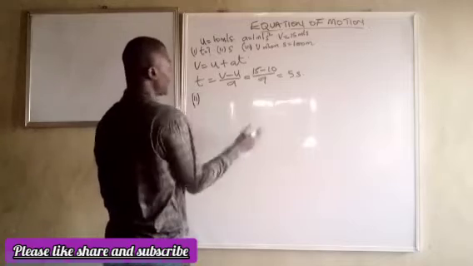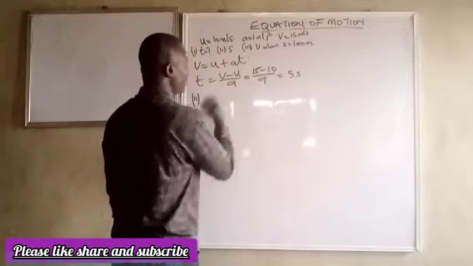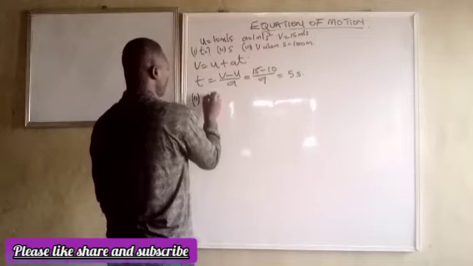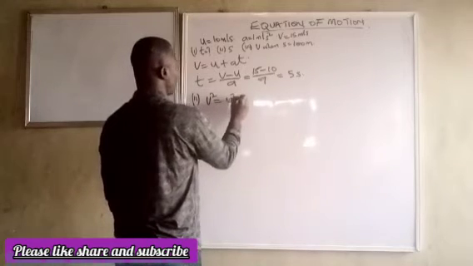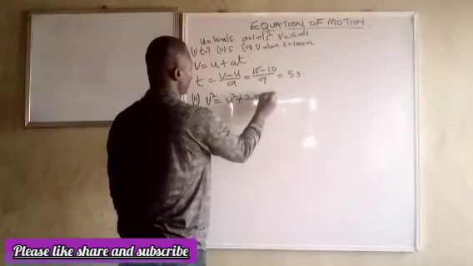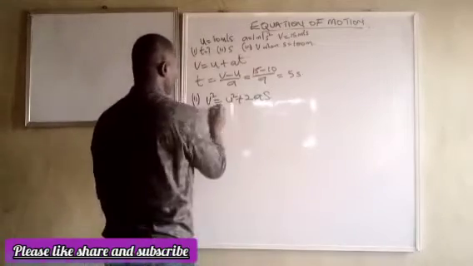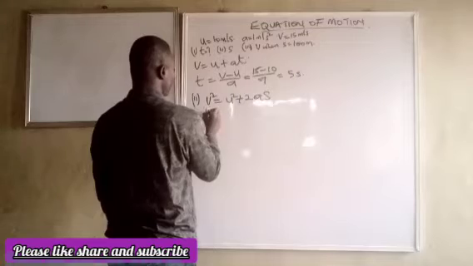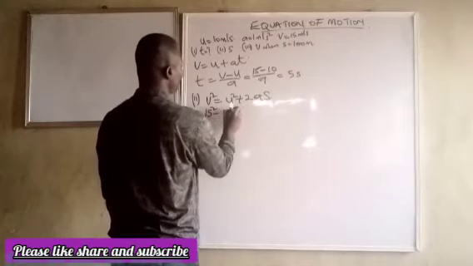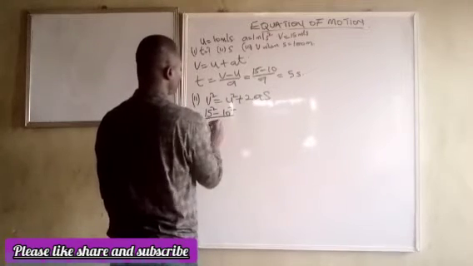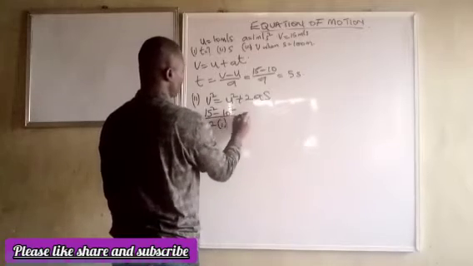It now also asks us, what is S? We can use S equals ut plus half at squared, but I'd rather we use this one: V squared equals U squared plus 2as. So we have V to be 15 squared minus 10 squared all over 2 into A to give us S.